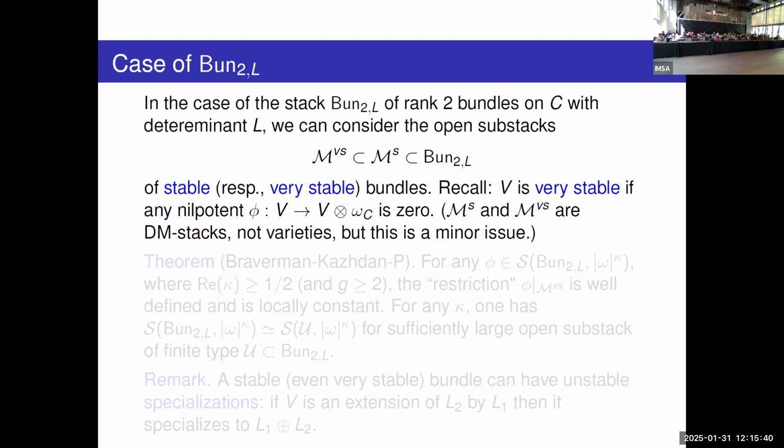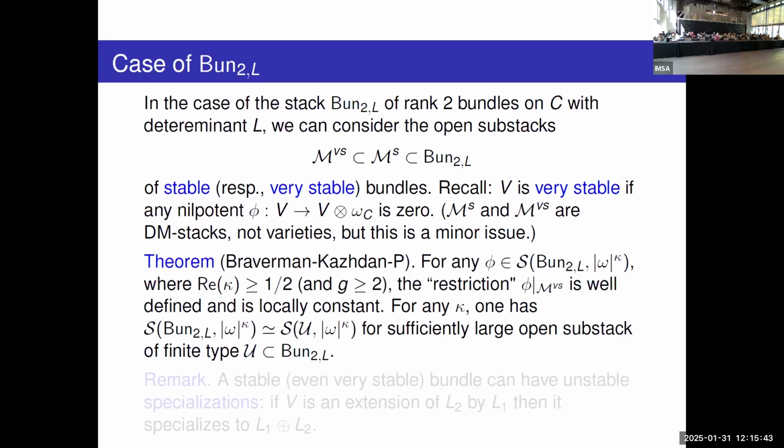So the first main theorem of this talk is that if the real part of kappa is at least 1/2, then any element of the Schwartz space of kappa-densities, that is, sections of the canonical bundle, or rather the corresponding C^* torsor, to the power of kappa, has a well-defined restriction not to the stable open set, but to the very stable open set. If we consider orbits corresponding to very stable bundles, then the claim is that all the integrals will converge absolutely and will define a locally constant function on the corresponding open set.